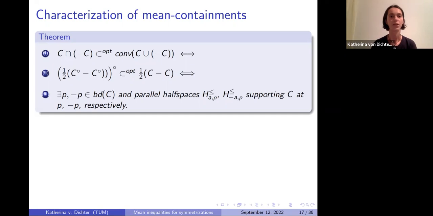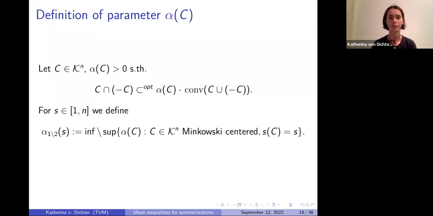Okay, so this was a characterization. Now, we want to have the optimal containment between these means. This is why we define the parameter alpha of C. Alpha of C is a parameter such that the minimum is optimally contained in the convex hull, so in the maximum, multiplied with this parameter. For sure, this parameter is always greater than 0 and always less or equal 1. Less or equal 1 follows from theory because the minimum is always contained in the maximum.